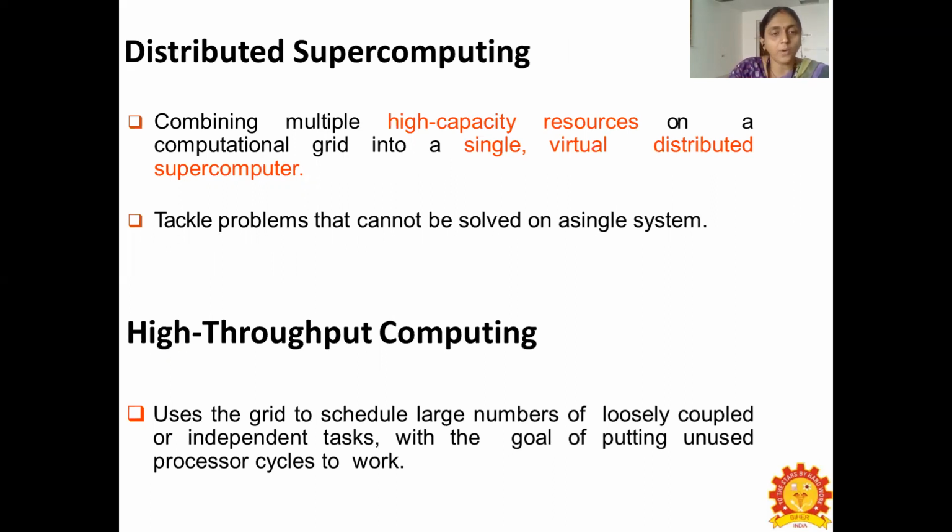And next we will see about high throughput computing. High throughput computing uses the grid to schedule large numbers of loosely coupled or independent tasks. And this fixes the goal of putting unused processor cycles to work, thus enhancing the performance of the grid.